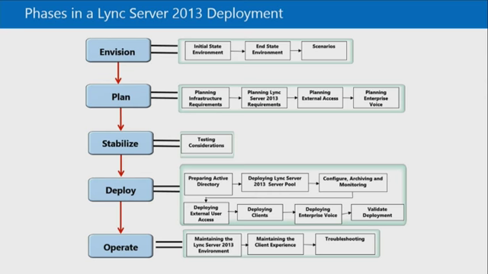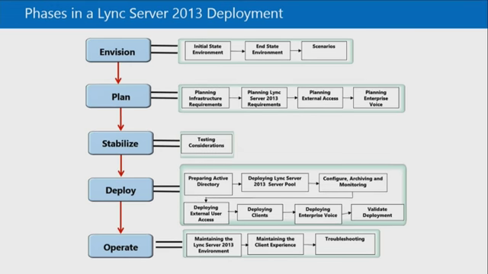Right? In the plan phase, we really dig into the nitty-gritty of what are the infrastructure requirements of our environment, what are the Lync server requirements. So how can we convert an infrastructure requirement to meet a Lync requirement, and how can we work those two things together? Planning external access and planning enterprise voice are the 2 of the biggest pieces that happen here.